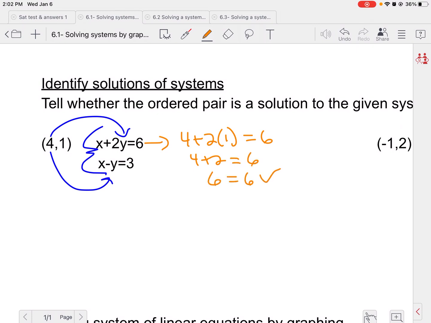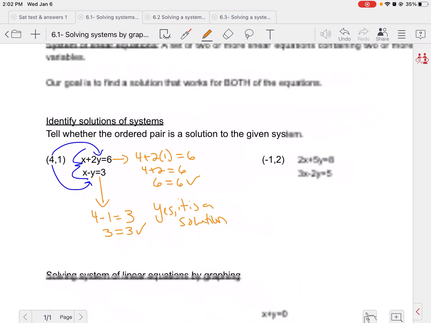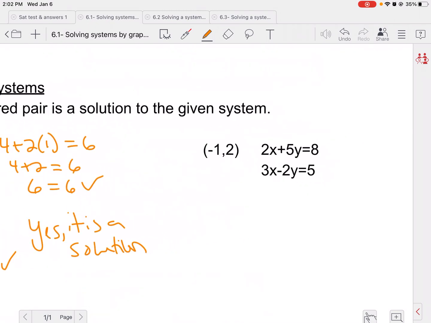So that checks out. I'm going to do it again with this problem. So I'm going to have 4 minus 1 equals 3, which does in fact work because 3 equals 3. So we would say yes, it is a solution. Okay. Why don't you go ahead and try the second one for me?